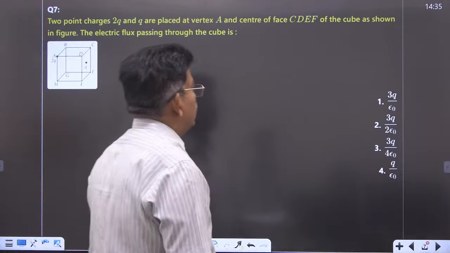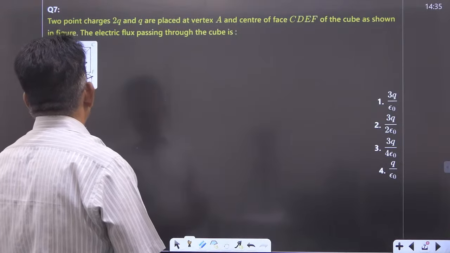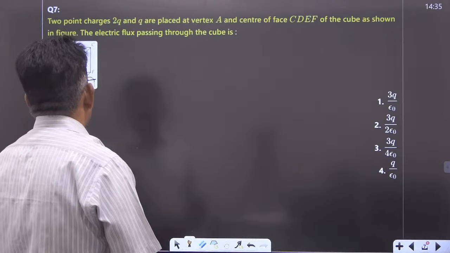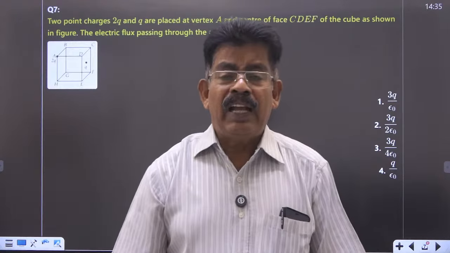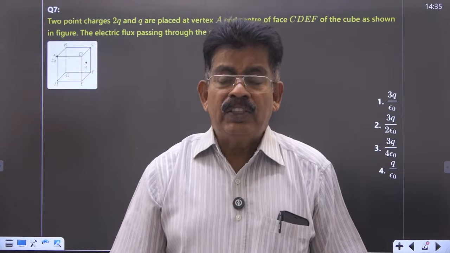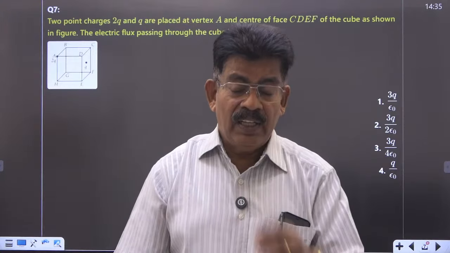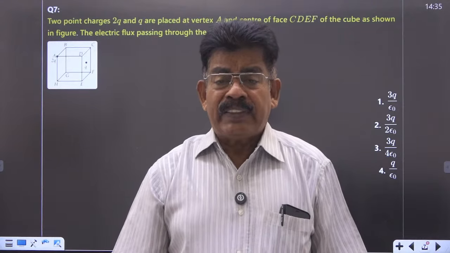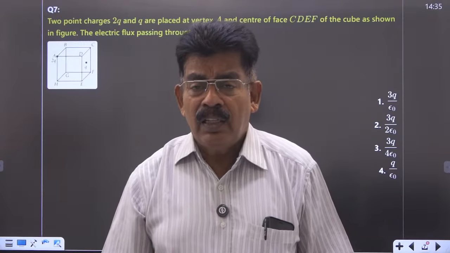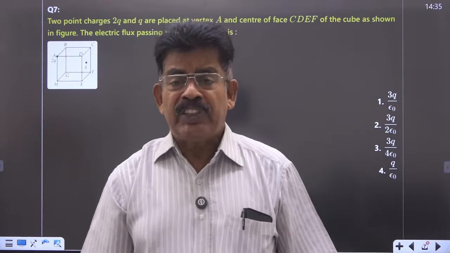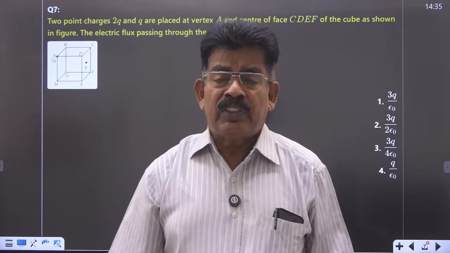Note that. Now tell me, there are two charges kept, one at vertex, that is 2q. Flux is a scalar quantity, so we simply add the algebraic sum of flux, because flux is positive flux and negative flux. Here both the fluxes are emerging out. We have to calculate the total flux emerging out, so both fluxes are to be added. Because it is a scalar quantity, you don't worry about the direction of flux.